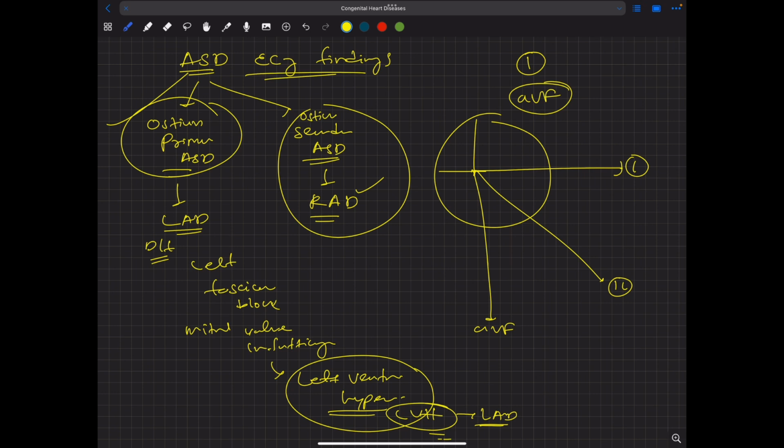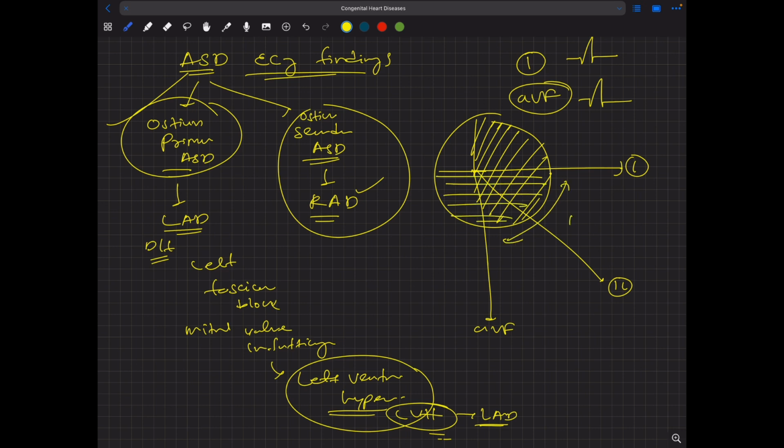If the QRS complex in lead 1 is positive, like this, and the QRS complex in lead AVF is also positive. So if the QRS complex in lead 1 is positive, I will shade it like this, and if the QRS complex in AVF is positive, I will also shade it like this. So this is the common area. This is called normal axis. It is 0 degree, it is 90 degree, and it is minus 30 degree. Actually minus 30 to plus 90 degree is called normal axis.